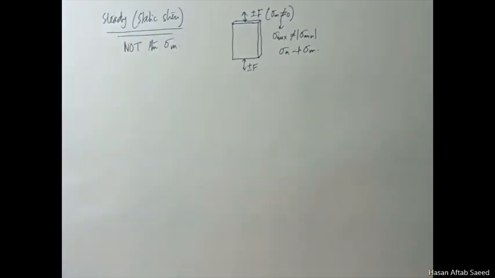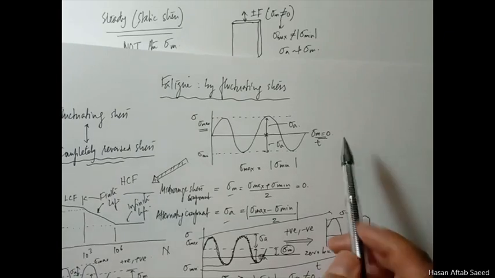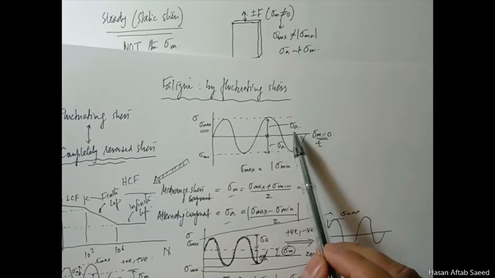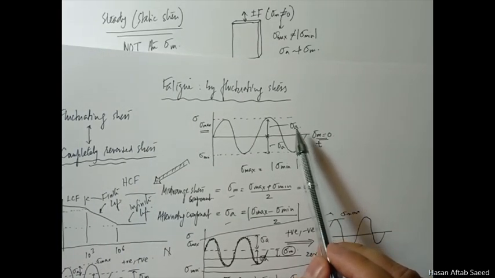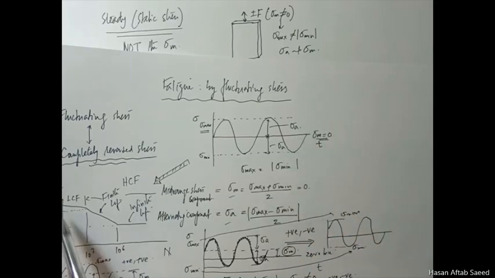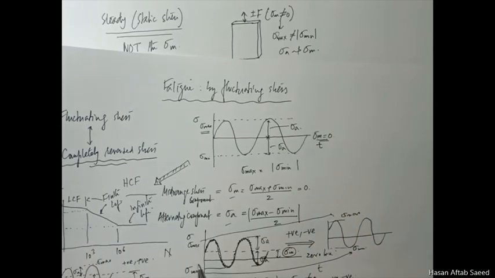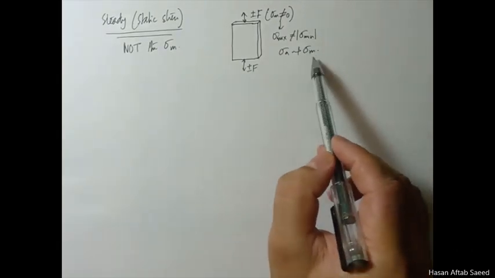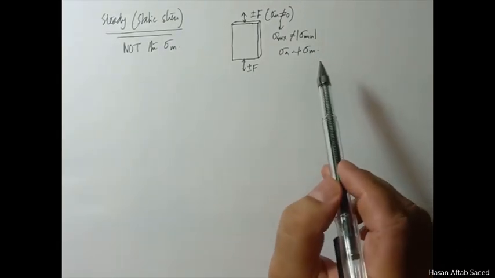Your fully reversed situations, because sigma m was 0, you only needed to know sigma a, and that was the fully reversed stress that you plotted here. That went without saying, but here in this case you need both, because both are now non-zero components.